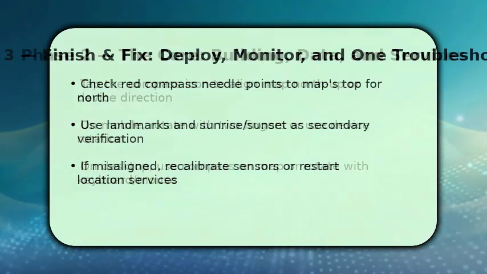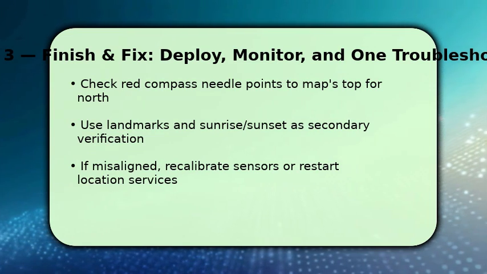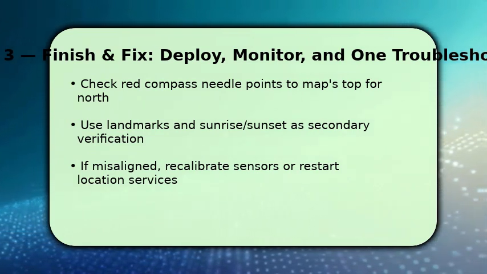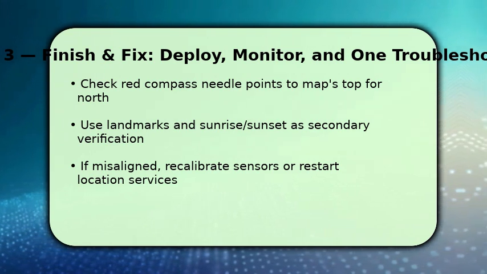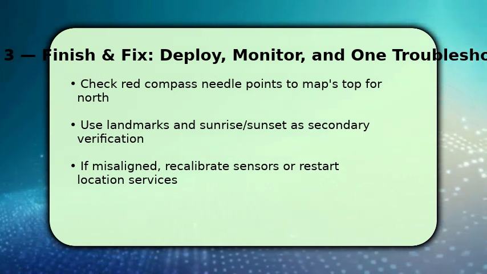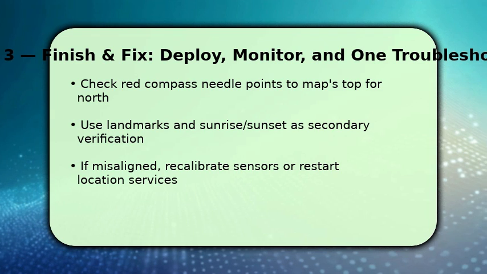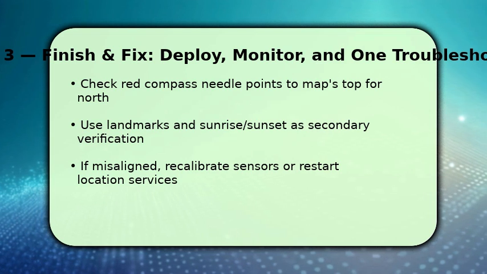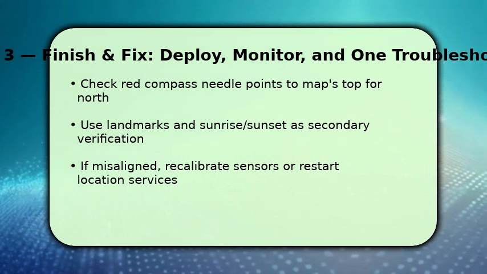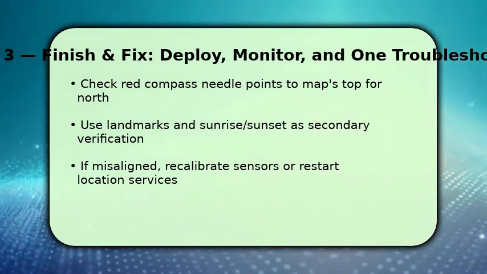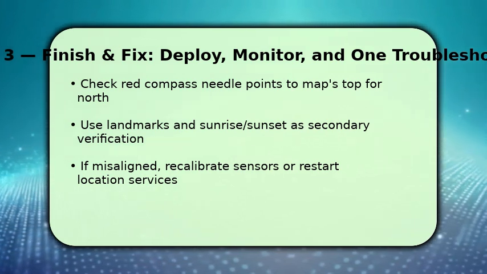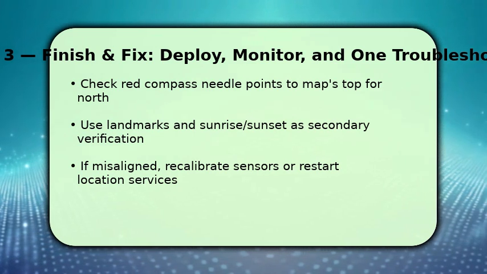To finish, confirm that the red needle or the map's top equals north. The little N marks true north. You can verify by comparing with known landmarks or using sunrise/sunset direction for extra confidence. If the map seems off, recalibrate your device compass by moving it in a figure-8 motion or toggle location and GPS off and on. If problems persist, restart the app or device. This refreshes sensors and usually corrects orientation errors quickly.